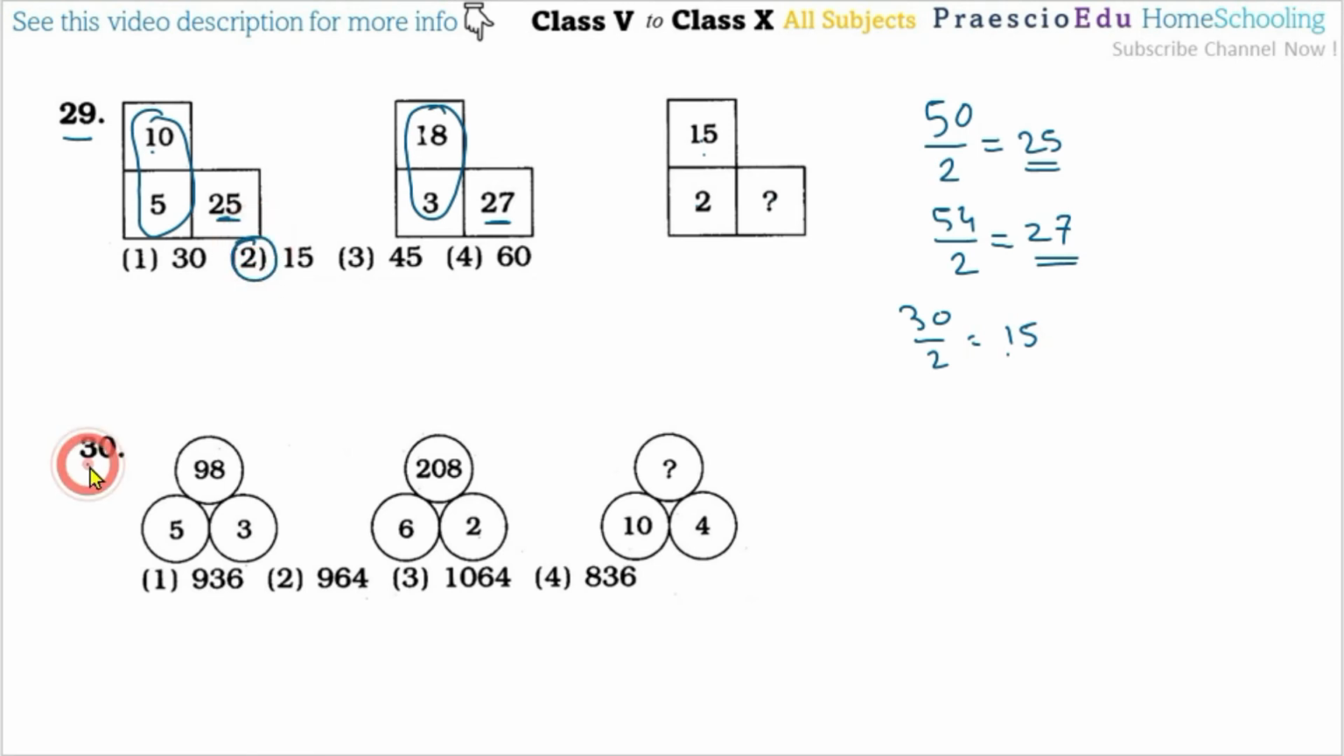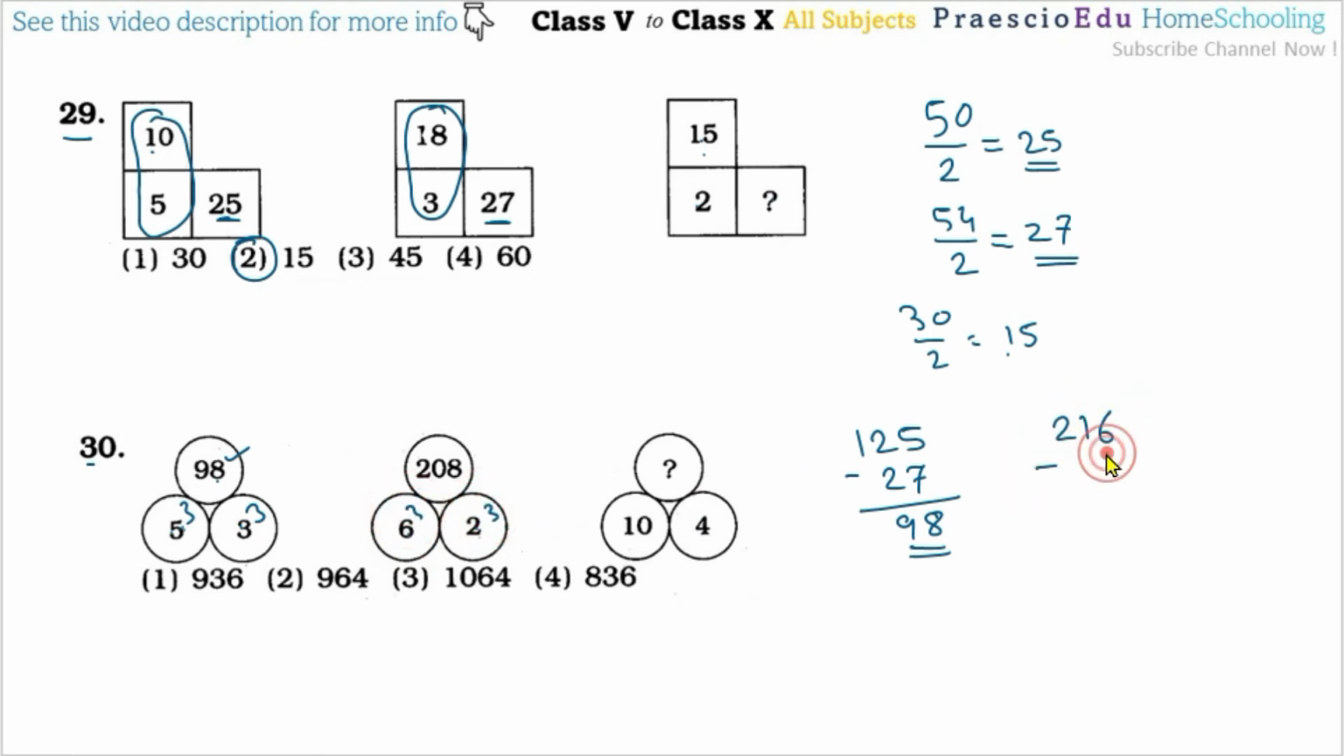Now question number 30, if you make the cube of this one, 5 and 3, and find out the difference. So 5's cube is 125, and 3's cube is 27. So the difference between these is 98, and 98 is present at the upper side of this triangle. Same, 6's cube is 216, minus 2's cube is 8.